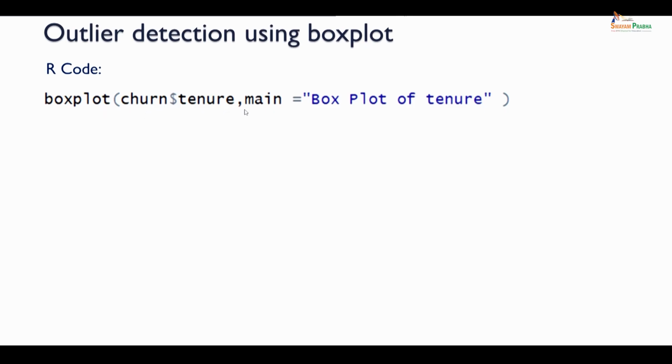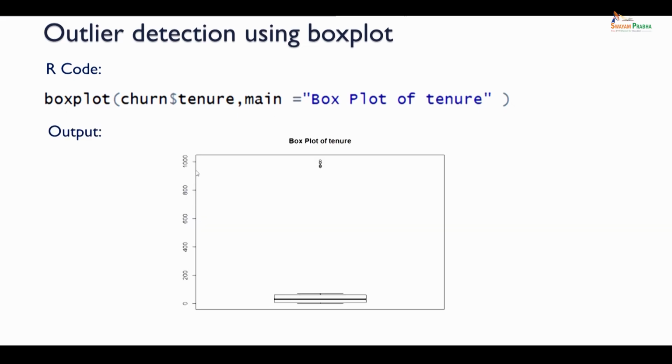So, here I have specified the data frame, that is nothing but from the data frame churn I want to detect the outlier in the column tenure, and I have added another argument called main, that is nothing but the title to the box plot. So, this is the box plot of tenure. On the y axis you can see your values, which range from 0 to 1000.